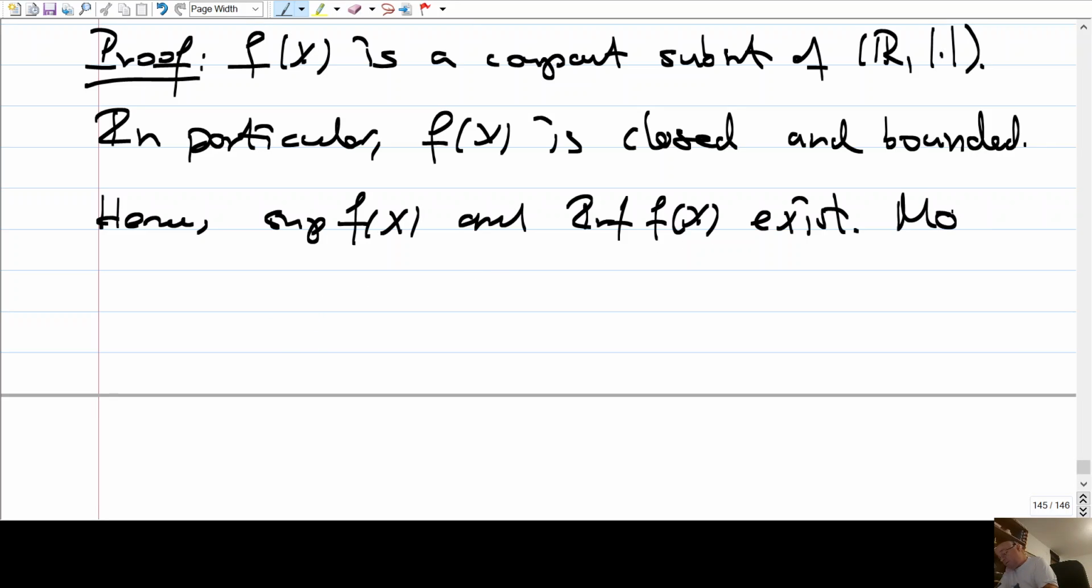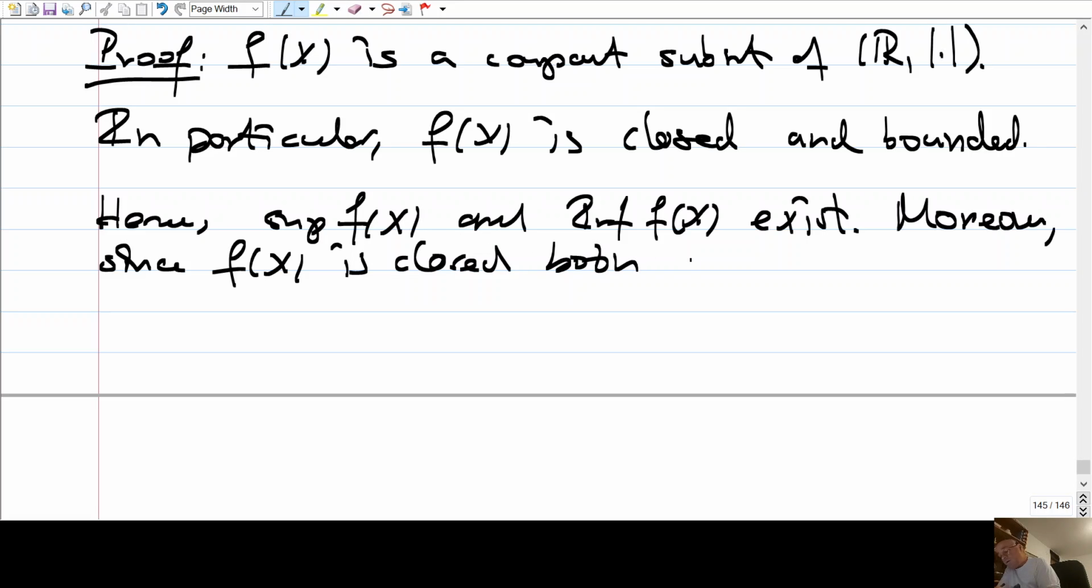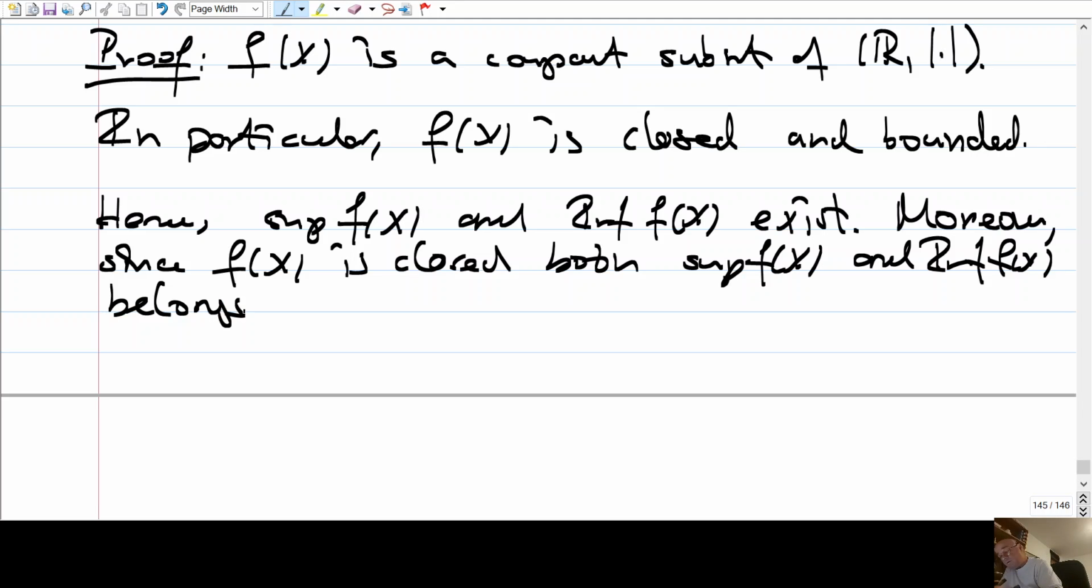Okay, so moreover, since f of X is closed, both the supremum of this set and the infimum of this set belong to f of X.